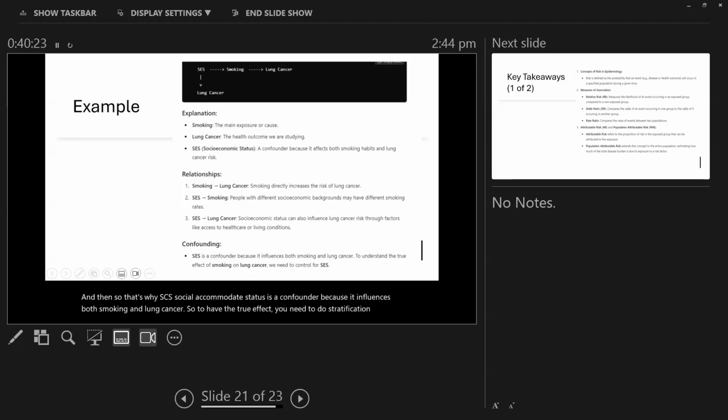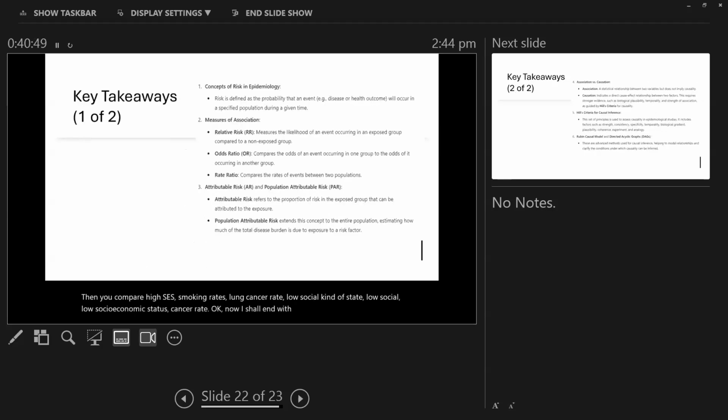So to have the true effect, you need to do stratification. For the same socioeconomic status, you compare the lung cancer rate in smokers versus non-smokers. That is a fair comparison. This is called stratified analysis. So you can split the SES into two groups: high SES and low SES. Then you compare smoking and lung cancer rates in high SES versus low SES.